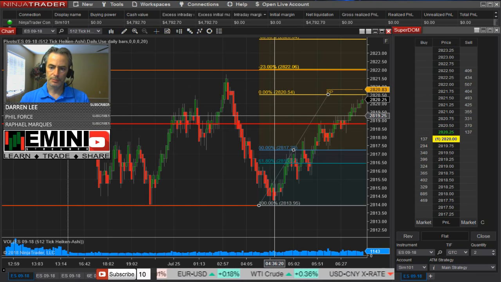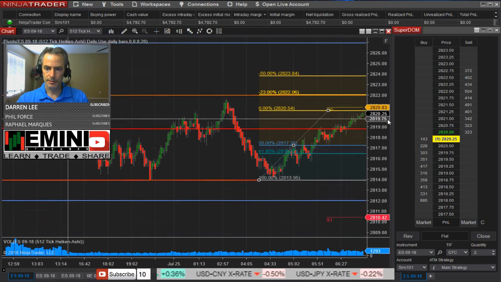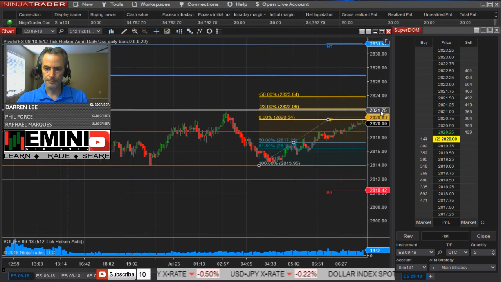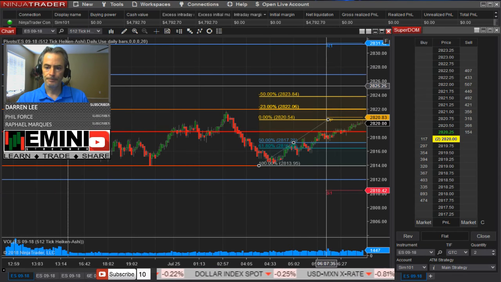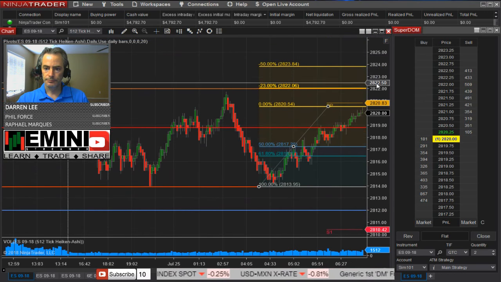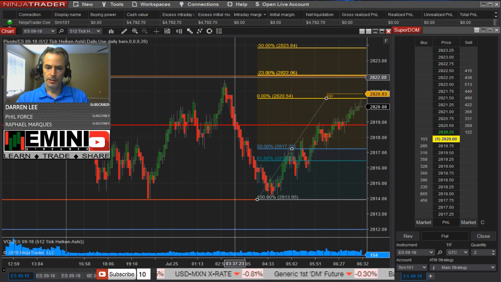Normally, if it pushes through the pivot point, it'll usually continue on up to the next pivot point, which would be that high of yesterday, 28.31. So I'm thinking and hoping that it pushes right through that.